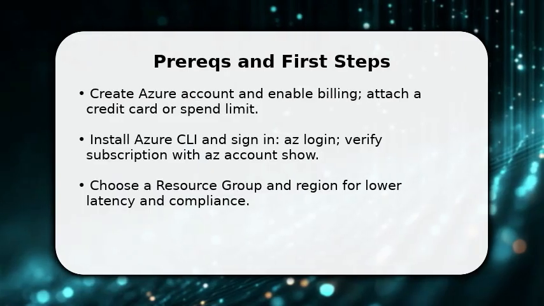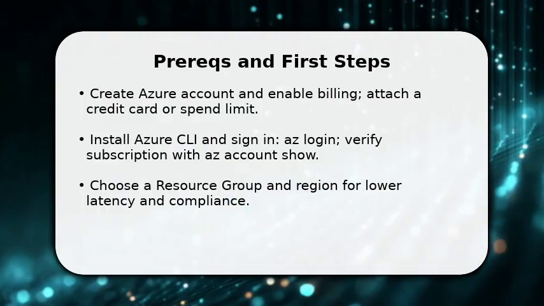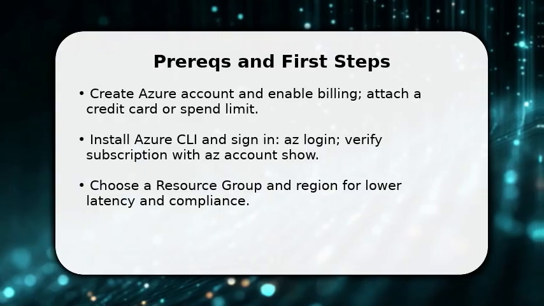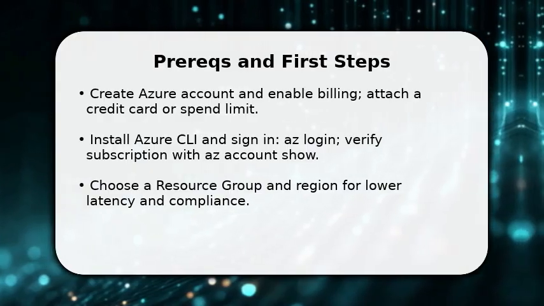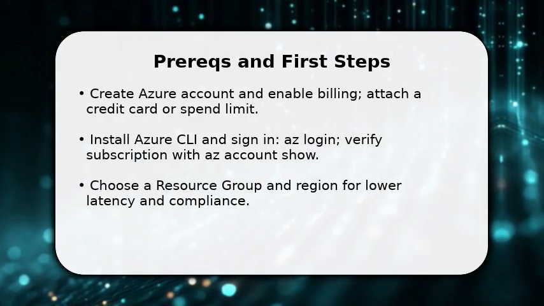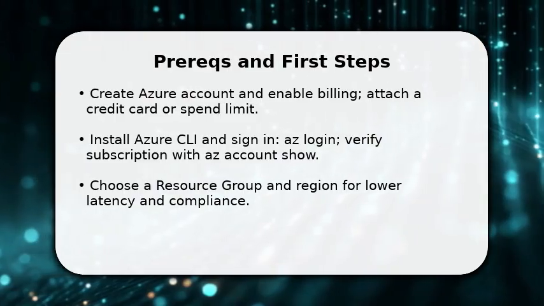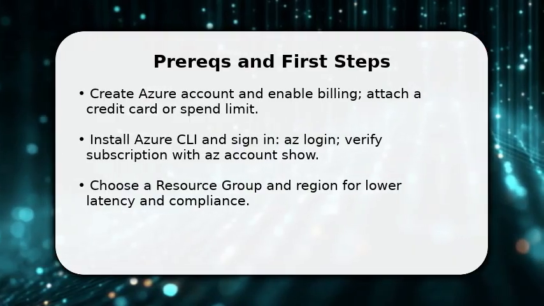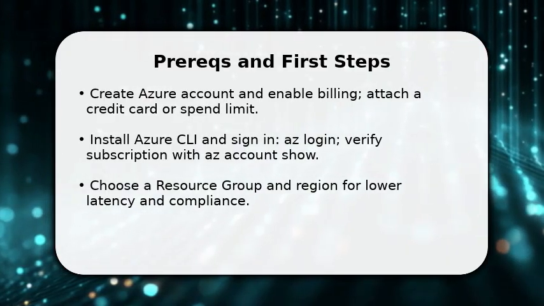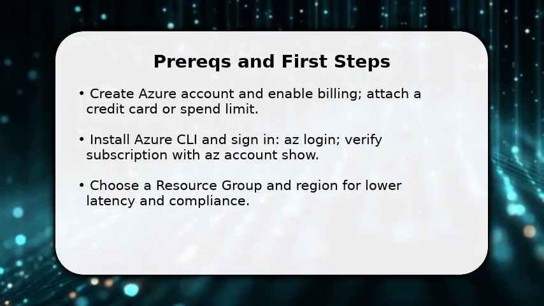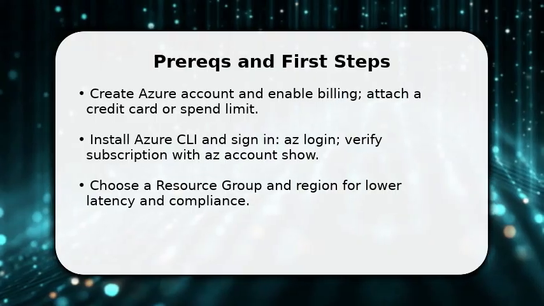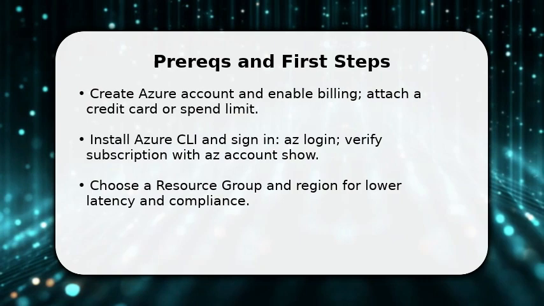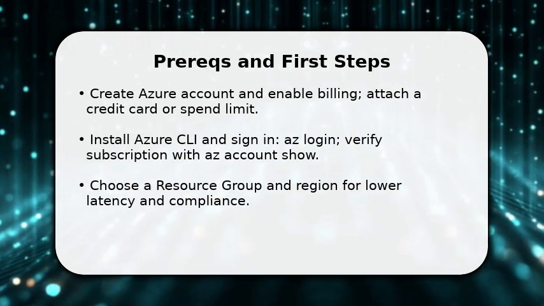You start by confirming prerequisites and taking the very first actions. Create an Azure account, enable billing, and sign in with the Azure CLI so you can script actions. Once done, pick a subscription and create a resource group in the region that matches your data residency and latency needs. Make sure to install Azure CLI and verify with az login and az account show. This avoids UI delays and lets you automate. Now you're ready to provision resources quickly and reproducibly.